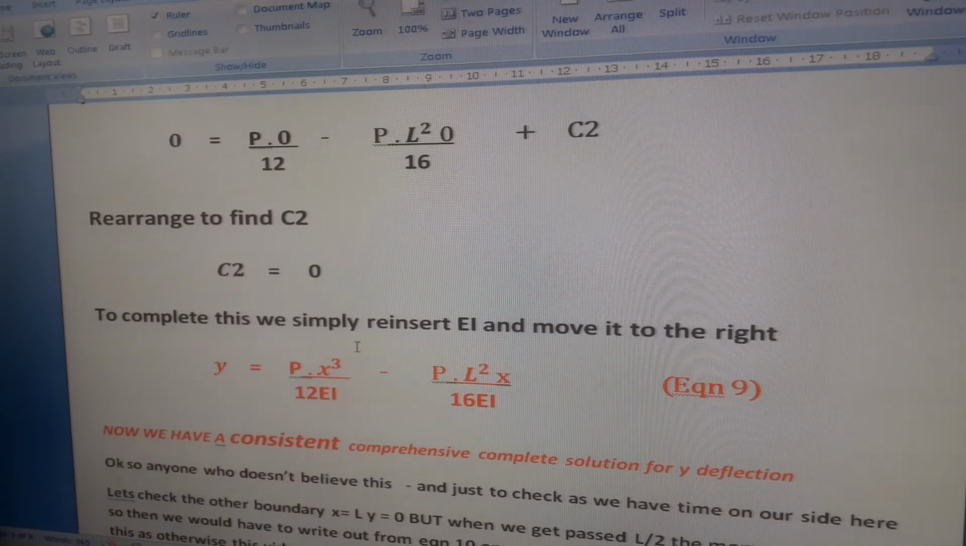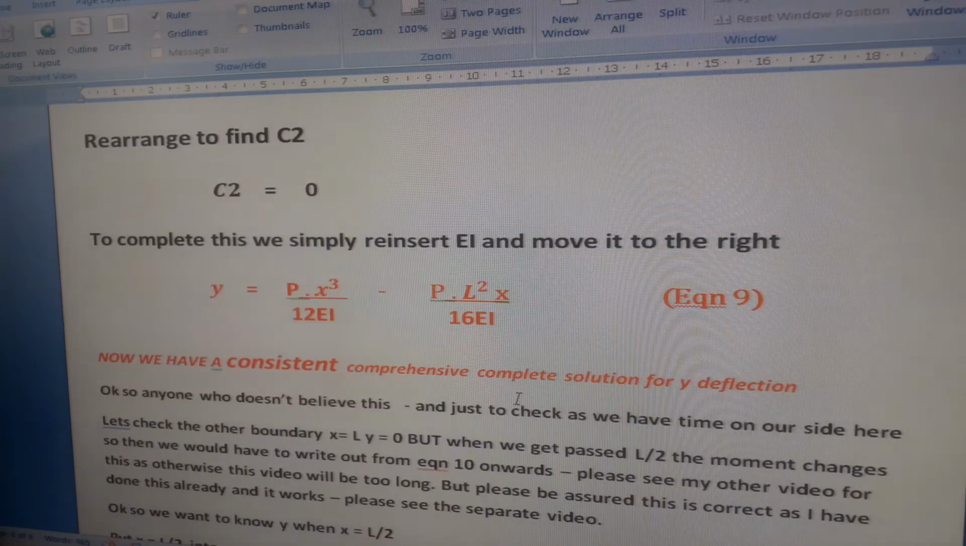To complete this, we simply insert C2 equals 0, and that means we've got a consistent, comprehensive solution for y. y is equal to Px cubed divided by 12EI minus PL squared x divided by 16EI, equation 9. So it's very simple, really, really easy, isn't it? I know this video has probably been done 100 times before, but I just wanted to give my explanation of it, because I think some of those videos aren't that good.